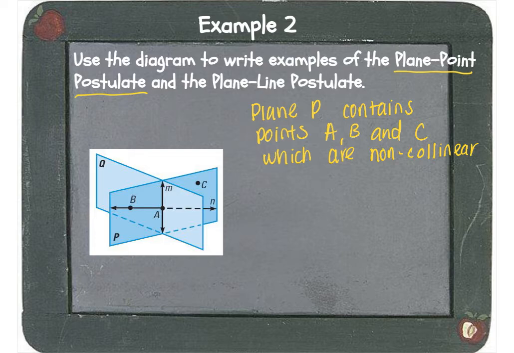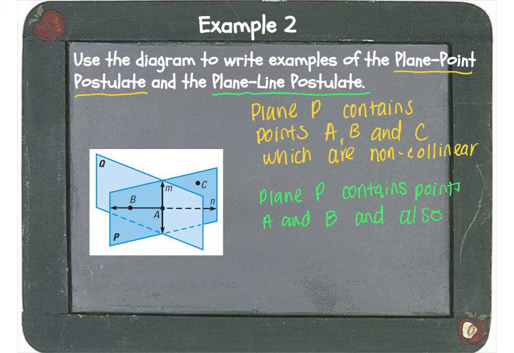All right, and then the next one, we would like to do the plane-line postulate. That's saying that let's also use plane P. Plane P contains points A and B, and also the line connecting A and B. Okay, because the plane-line postulate says that as long as 2 points lie in the plane, the line that connects them is also in that plane. We could label it line N.